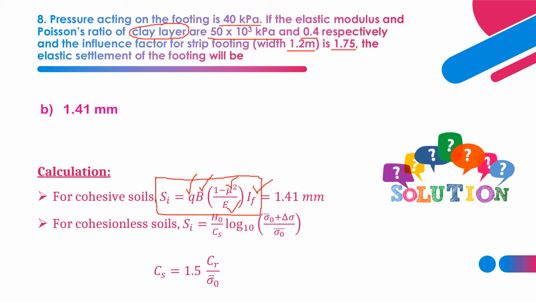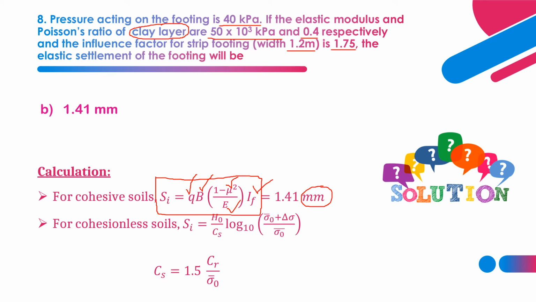So all data in this formula are given. Just we have to substitute with relevant units so that we can get the answer in mm, not in meter or centimeter or anything. So we have to get the answer in mm. Correspondingly we have to apply all the data in respective units so that we can get the answer.